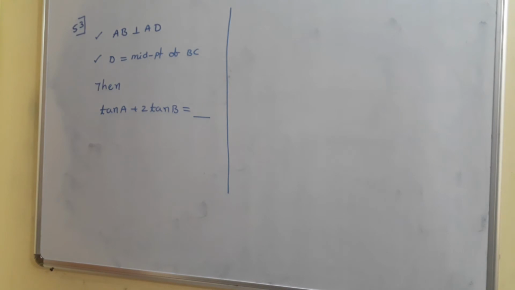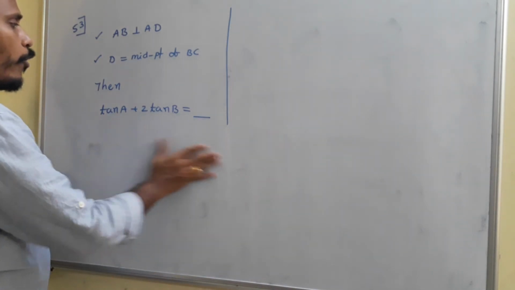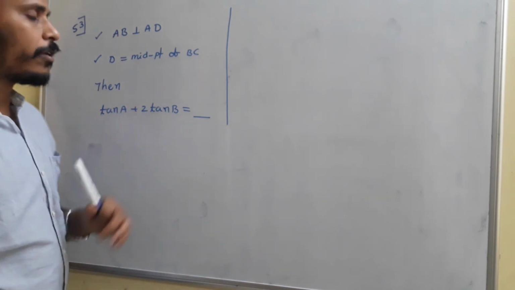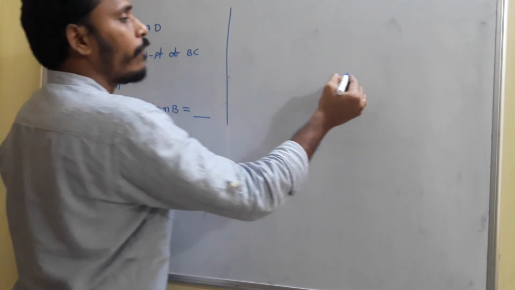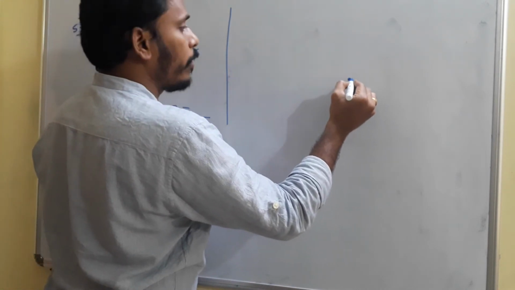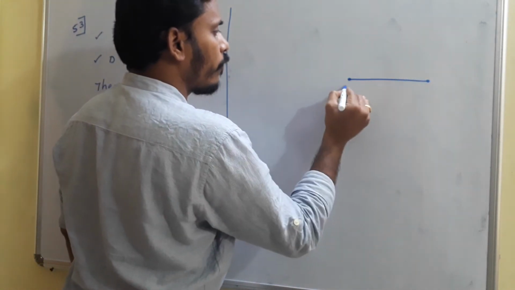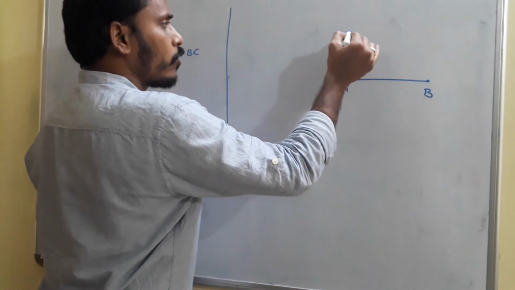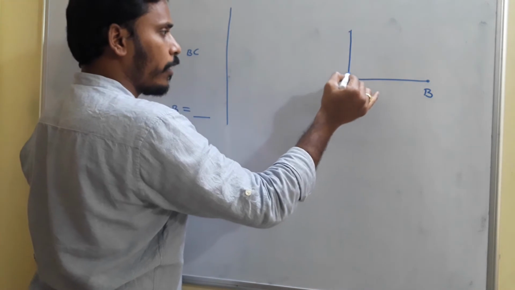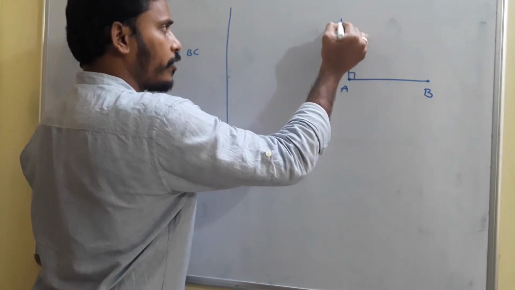See, look at the problem. AB is perpendicular to AD and D is the midpoint of BC. Then we need to find the value of tan A plus 2 tan B. Since AB is perpendicular to AD, first of all you just take AB. If you say this as AB, and AB is perpendicular to AD, so take some line segment which is perpendicular to AB and mark it as D.